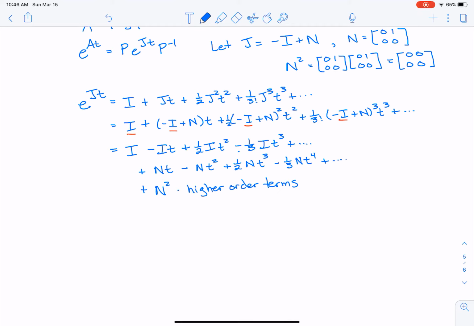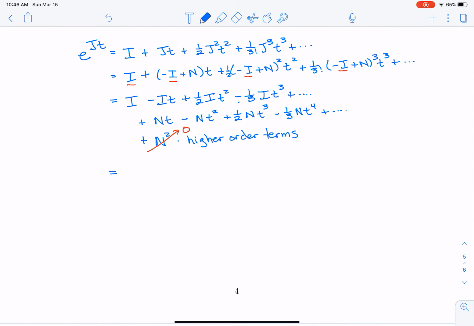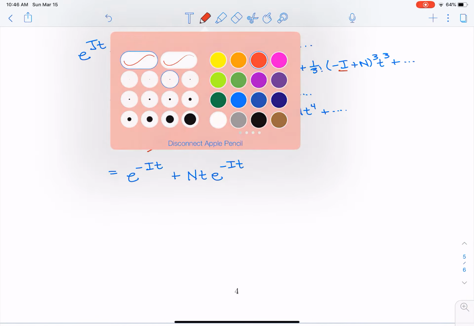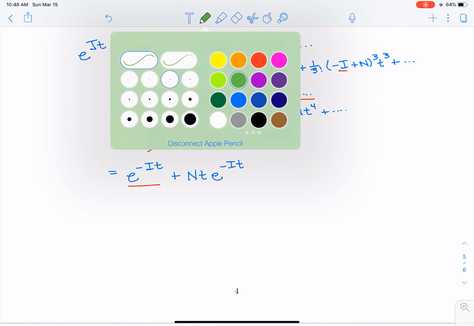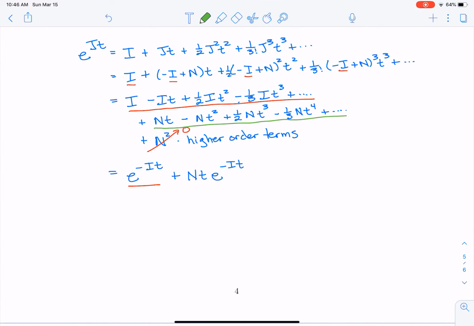I'm thinking about it as expanding all of these using some sort of binomial expansion, and N squared is going to be 0. So what's left here is the series for e to the minus It, and N times t times the series for e to the minus It. So here we have the series for e to the minus It, and then we have Nt times the series for e to the minus It.